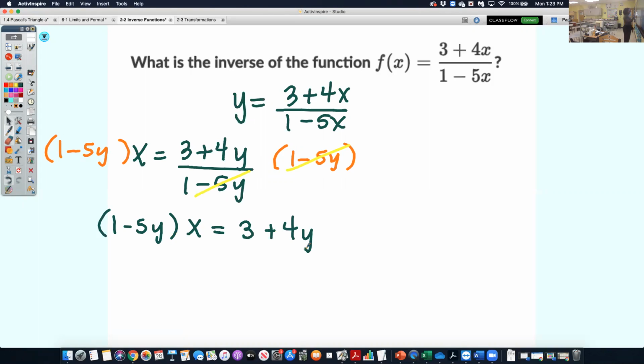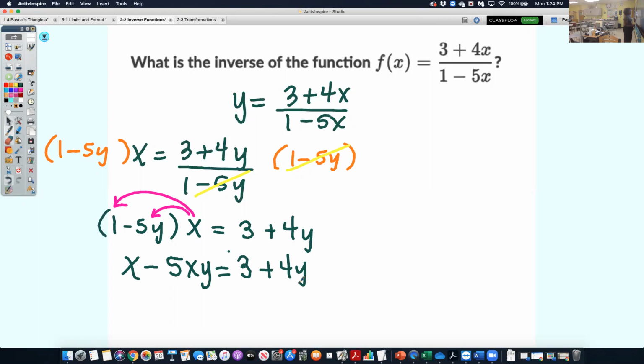But now I have y's on both sides of the equation, which I can't have. I need my y's to be on the same side. Unfortunately, if I try to divide both sides by x, now I'm dividing this 4y by an x, and it's going to pretty much create an issue. So instead of dividing, distribute the x to both sets of parentheses. By doing so, I'll end up getting x, because 1 times x is x, and then minus 5xy equals 3 plus 4y.